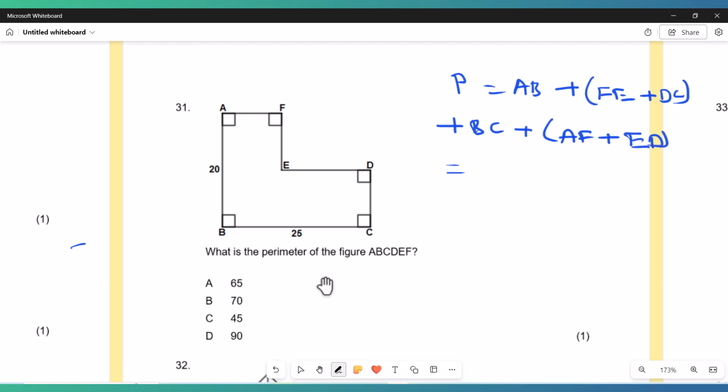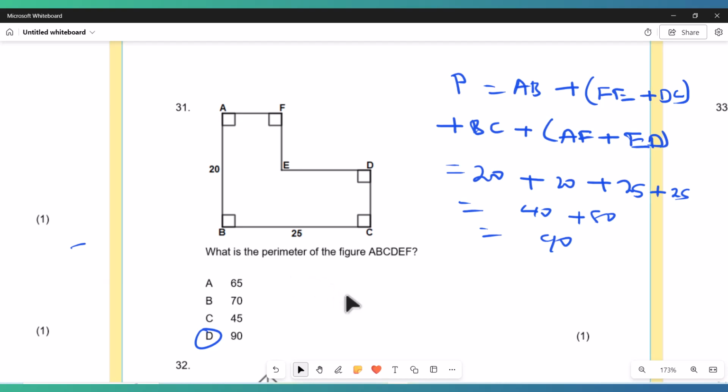But I know AB. AB is 20, plus another 20. What about our BC? It is 25, plus another 25. So this is 40 plus 50, so the answer becomes 90. The answer is 90 centimeters, or 90 units. That's our distance around that shape.